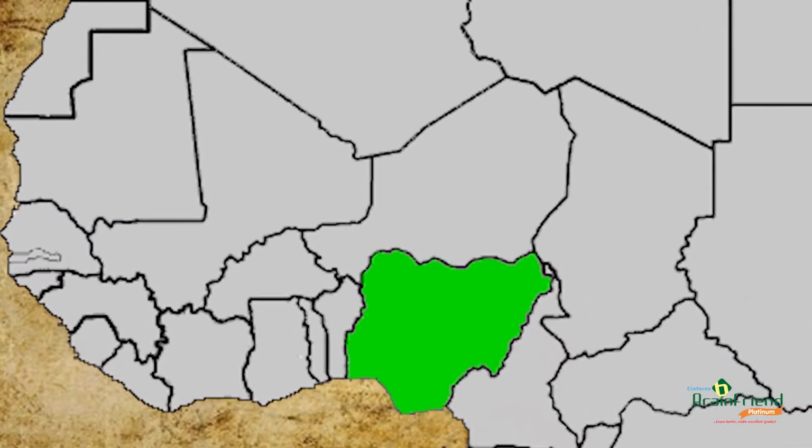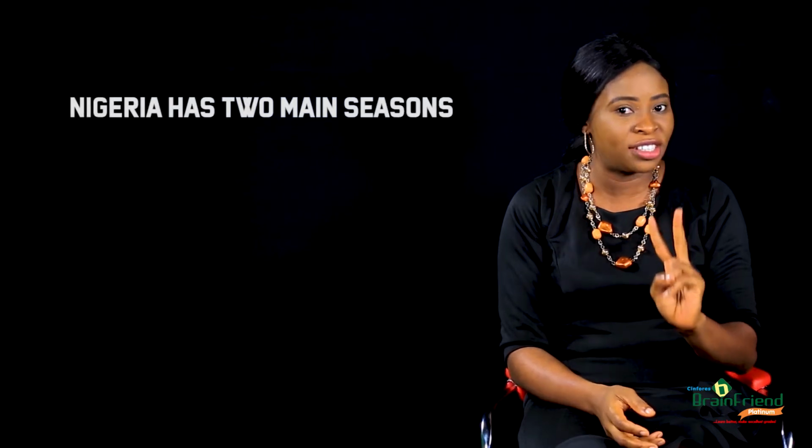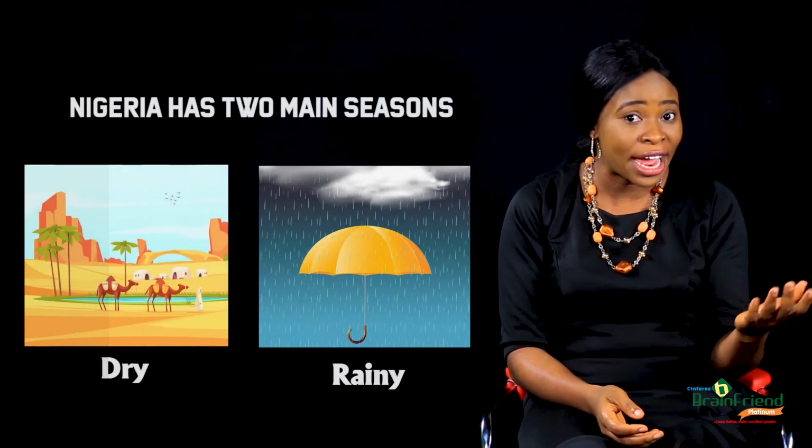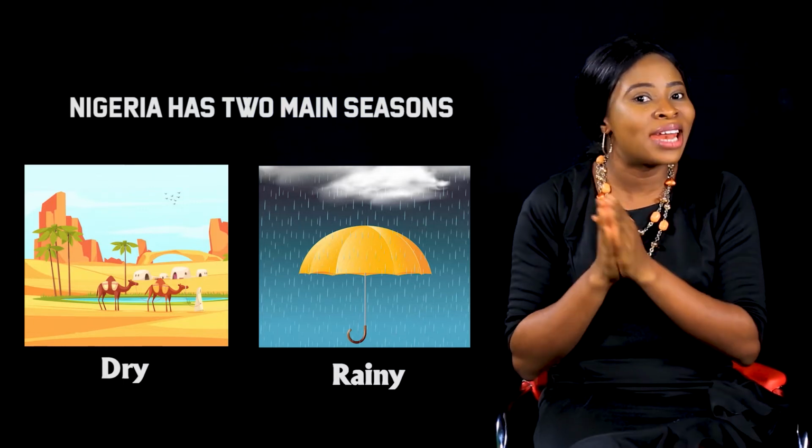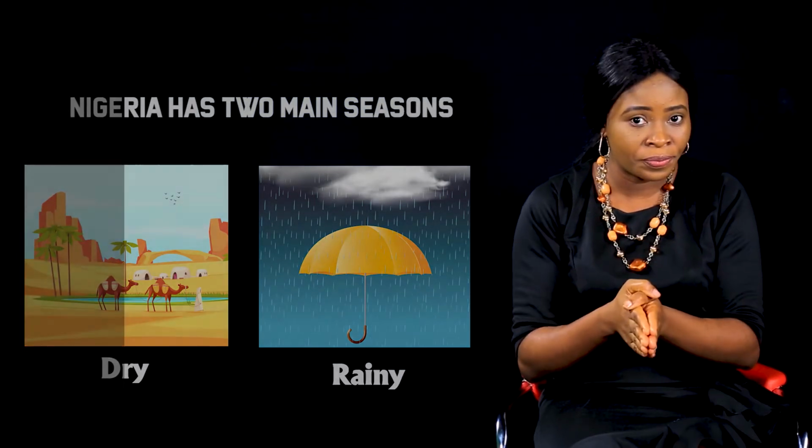Nigeria is located in West Africa. From the map on our screen, we can see that Nigeria shares boundary with Cameroon Republic to the east, Niger Republic to the north, Benin Republic to the west, and the South Atlantic Ocean to the south. It is also very important for us to know that Nigeria has two main seasons, which are the dry and rainy seasons. In Nigeria, we have more land area than water.